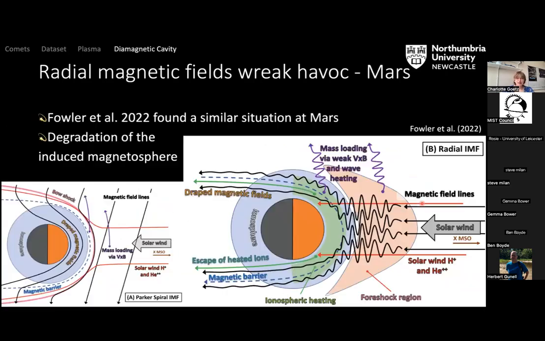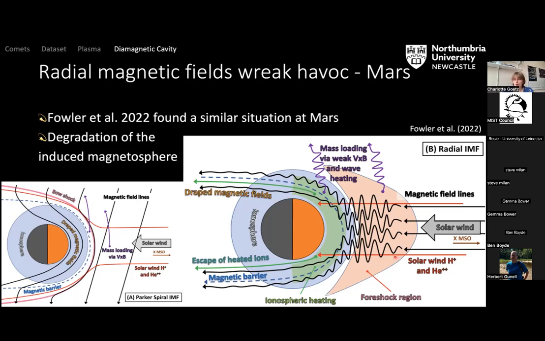And I just want to point out that this is not the only body where you see this, because Mars is the same thing. There's a study by Chris Fowler from last year, where again we have the normal case. Now the sun's on the other side again, sorry. But we have the normal case, lovely, lovely deflection and mass loading of the solar wind, and everything's nice and pretty. However, when you switch to the radial IMF case, suddenly there's no deflection of the solar wind in red, so it can just penetrate the inner ionosphere.